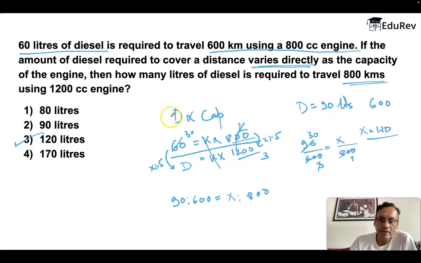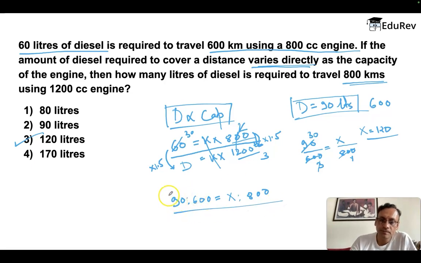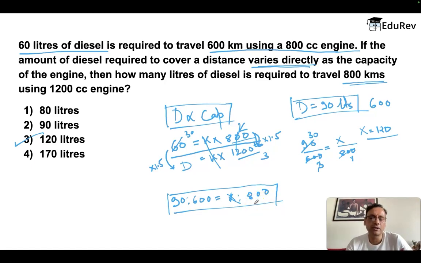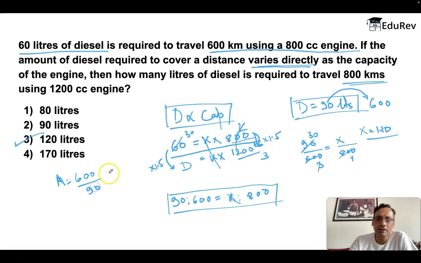So first we did a direct variation, through which we just changed the engine capacity, and we found that to travel the same distance you need 90 liters. Then we changed the distance using proportion and found that X is equal to 120 liters. Invariably, you are saying that the mileage of the vehicle will remain the same once you have taken care of the engine capacity. When you need 90 liters to cover 600 kilometers, your mileage is 600 upon 90 kilometers per liter, which is a constant. So 600 upon 90 is a constant, and given that, 800 upon X should be the same constant. Using this, we calculated and got X is equal to 120.